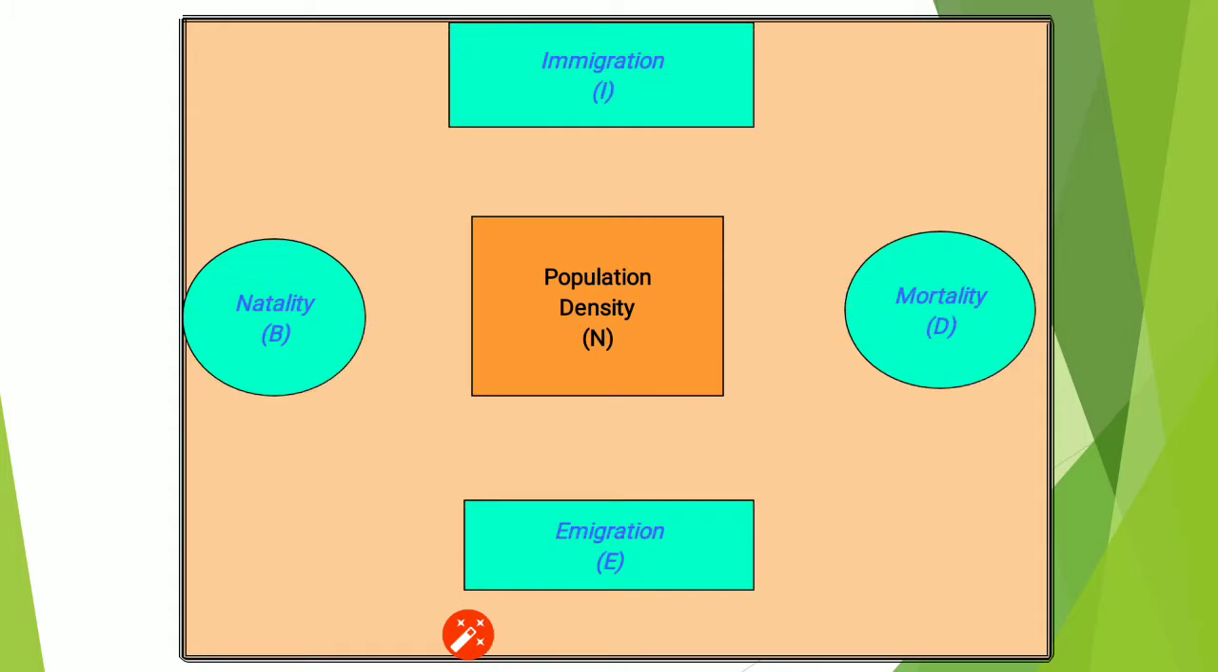Now, we are able to see the population density and how it gets affected. Immigration with a positive sign shows that it increases the density. Natality also increases the density of population, while emigration and mortality decrease the population density.